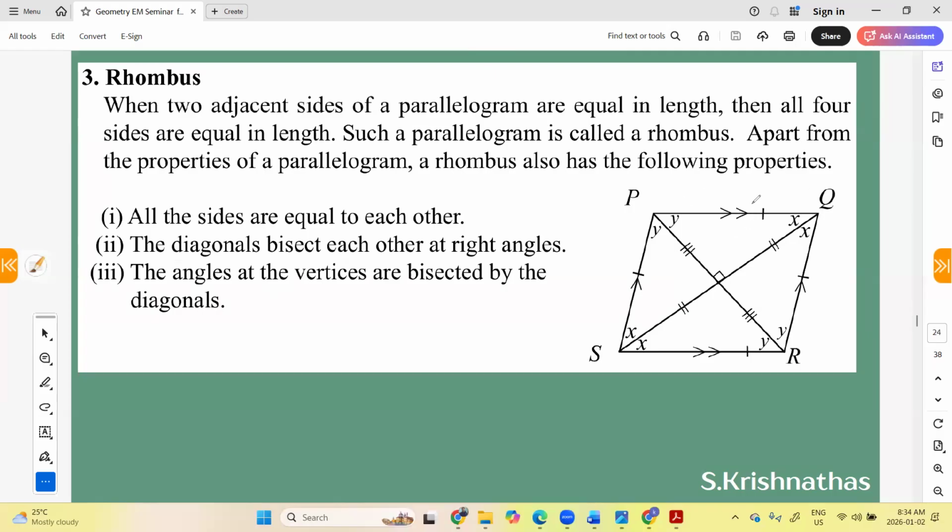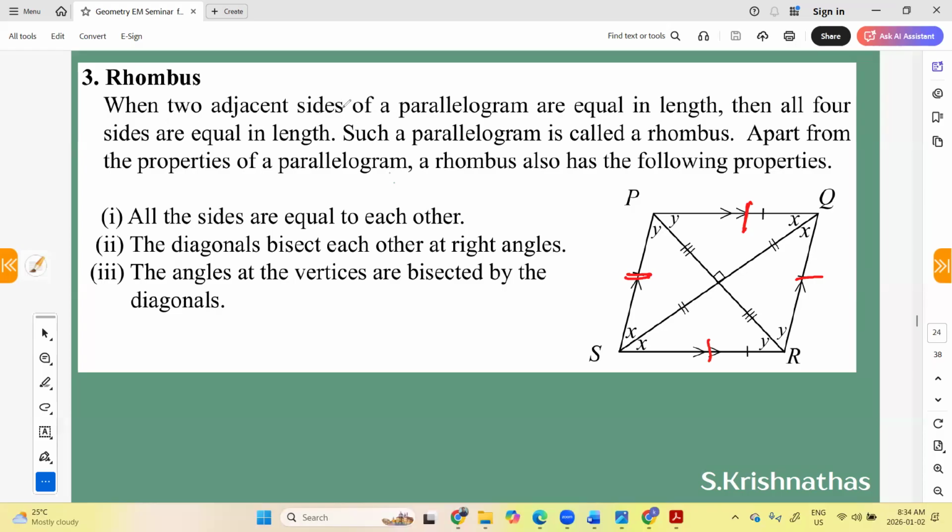In a parallelogram, two adjacent sides are equal. That is a rhombus. That is the least condition. If the adjacent sides are equal, that is a which one? Rhombus. Right.